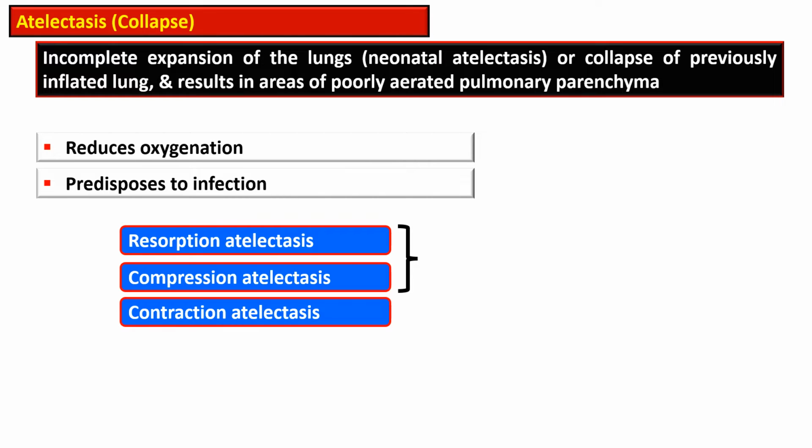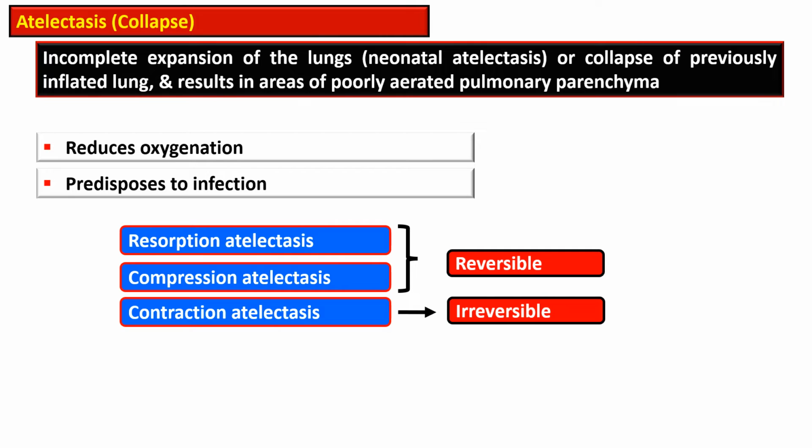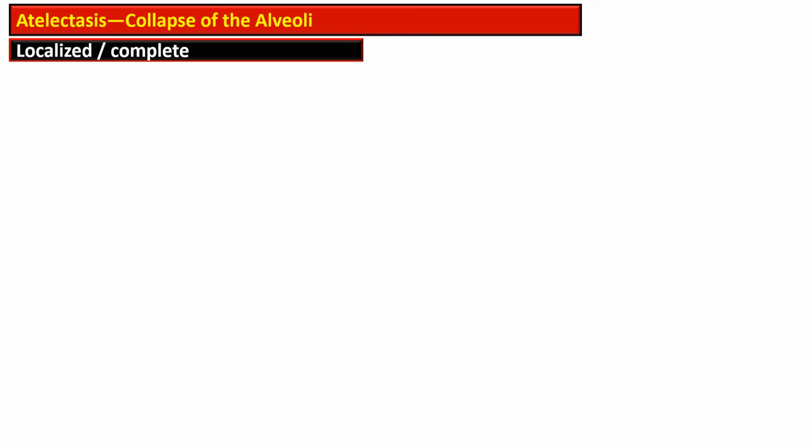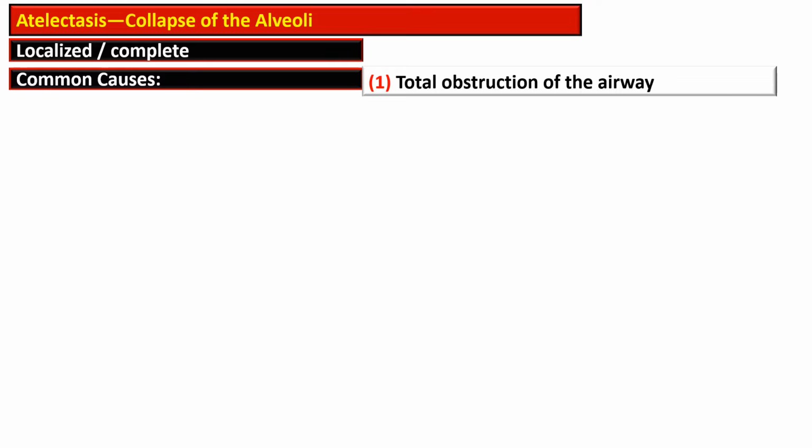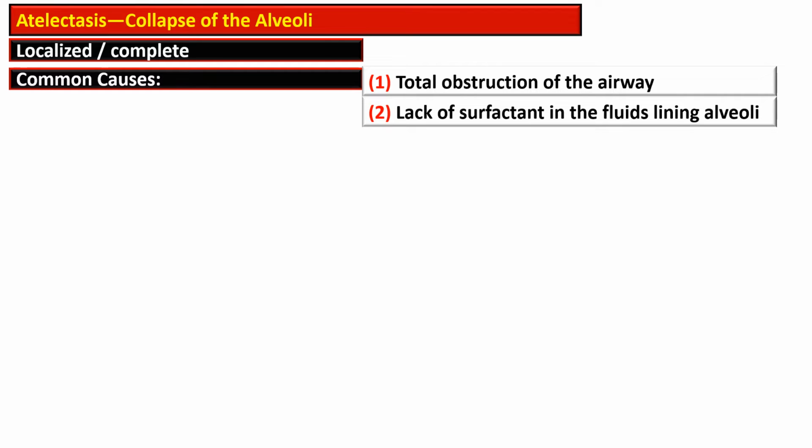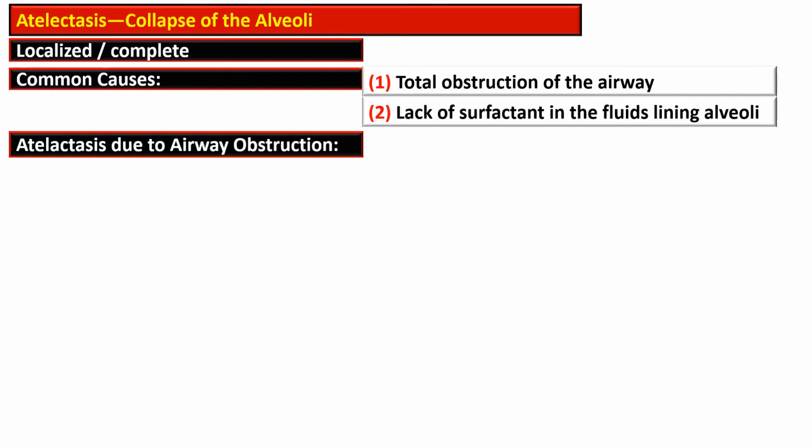The resorption atelectasis and compression atelectasis are reversible, while this contraction atelectasis is irreversible type because it is associated with fibrosis. So the collapse of the alveoli can be localized or complete, and the common causes of this collapse are total obstruction of the airway or lack of the surfactant in the fluid lining the alveoli.